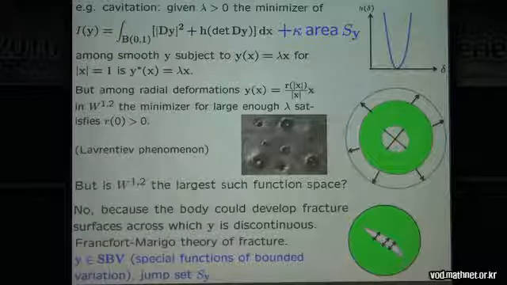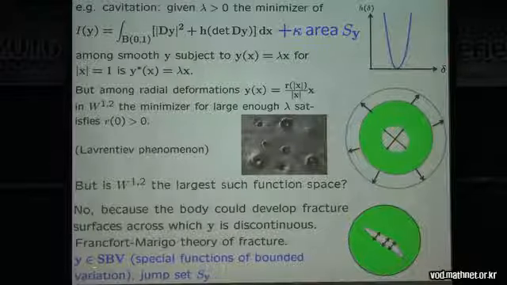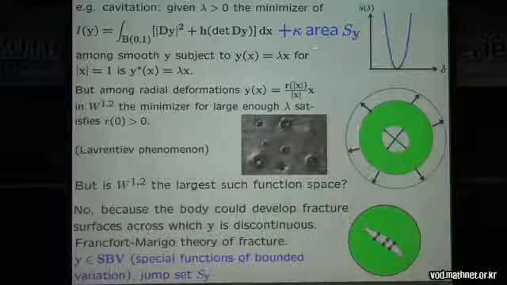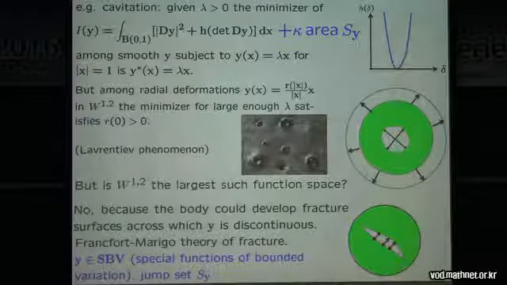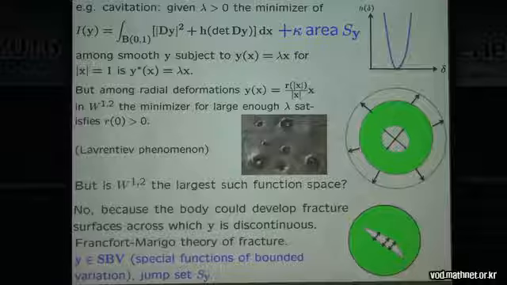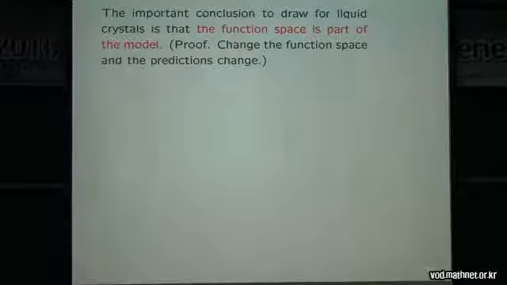And then there's a theory, the Francfort-Marigo theory of fracture, in which you suppose that y is in SBV, special functions of bounded variation, which have a well-defined jump set, and then you should really add, in the simplest case, a factor times the area of that jump set. Okay, so then you have different function spaces, and you get different answers. So that's the important conclusion to draw for liquid crystals, that the function space is part of the model, and the proof is that if you change the function space, the predictions change.